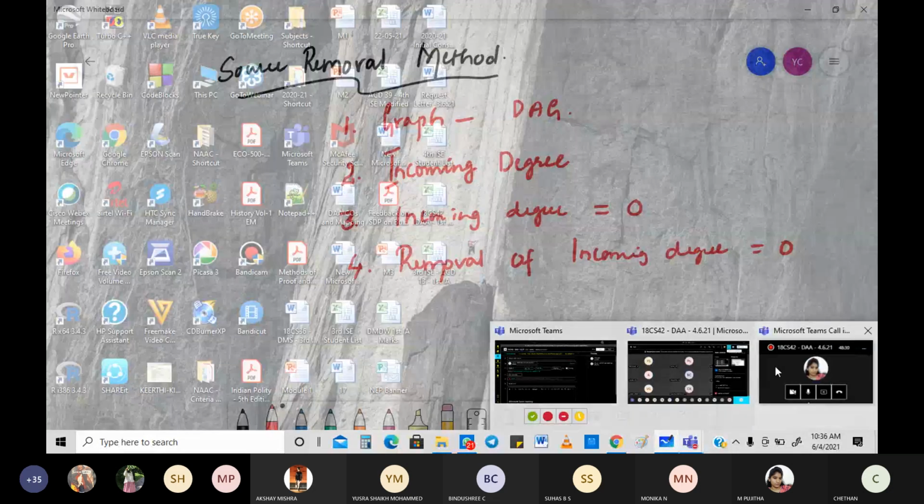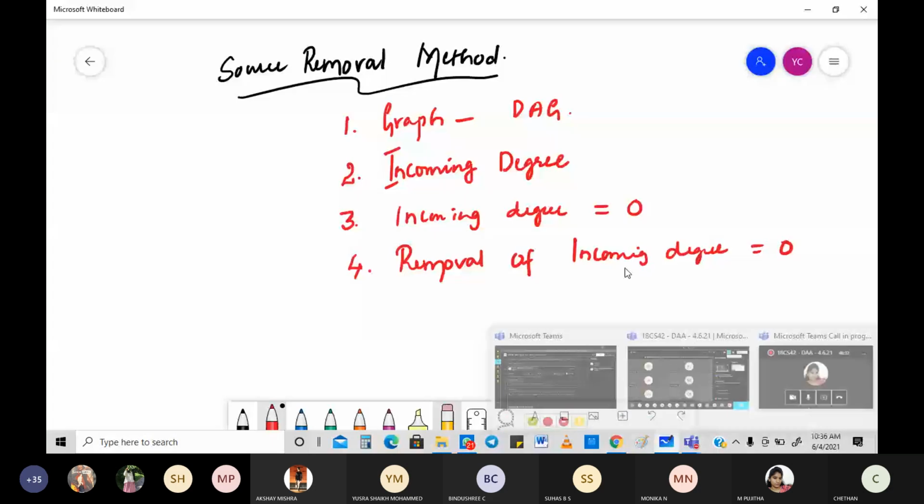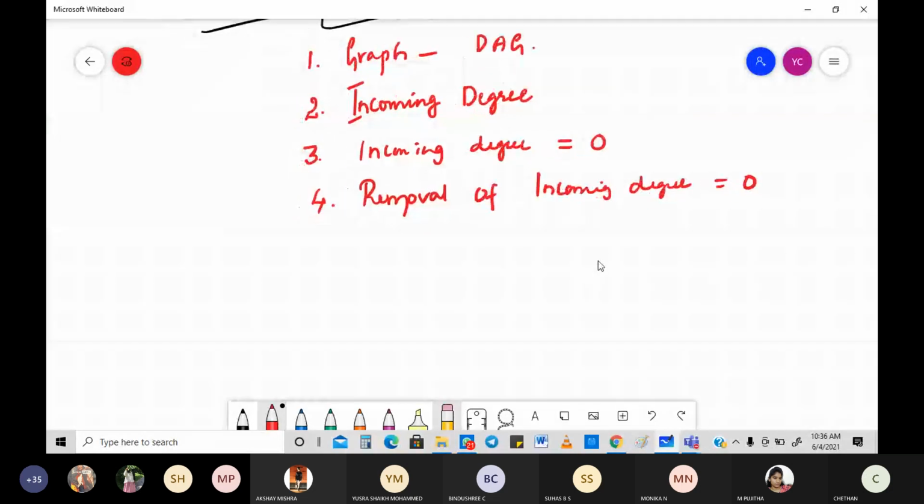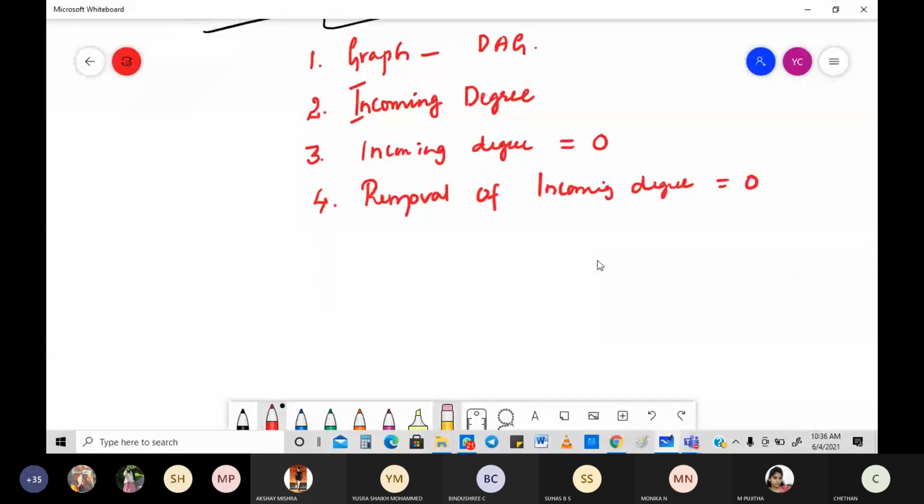I think it should be a directed acyclic graph without any problem. And you need to figure out what is an incoming degree. The incoming degree should be equal to 0. If it is equal to 0, we are going to remove that node. If you are able to do that, then the most important thing would be that the graph, or everything, will be put into some sort of an order. So that's very important here.